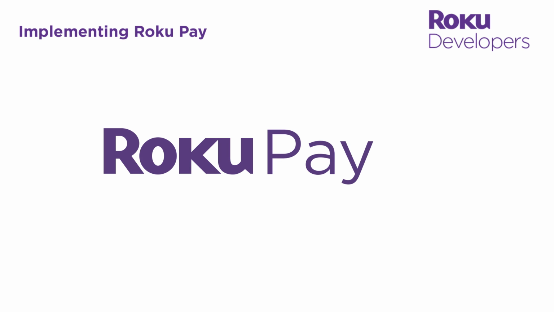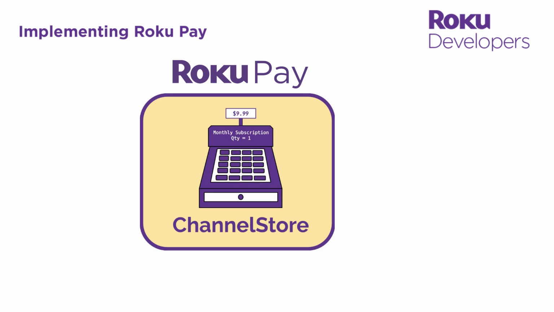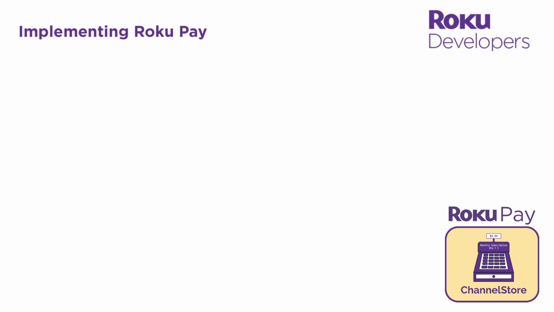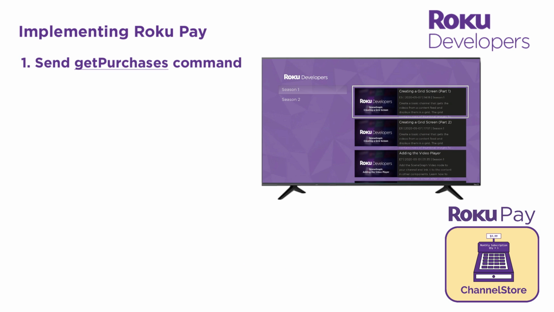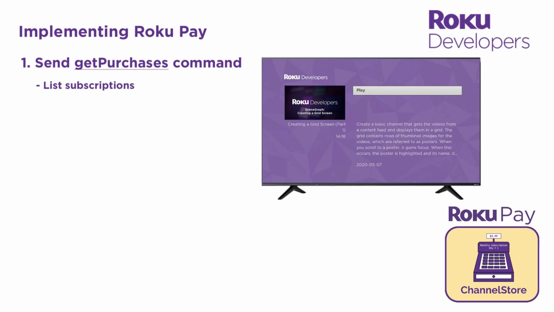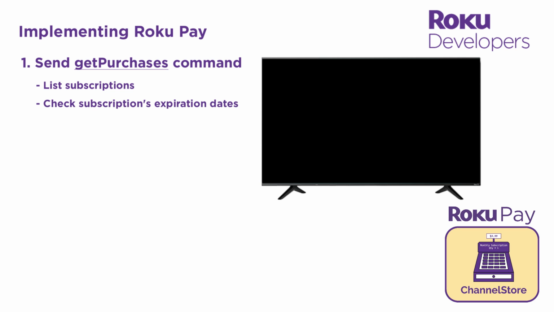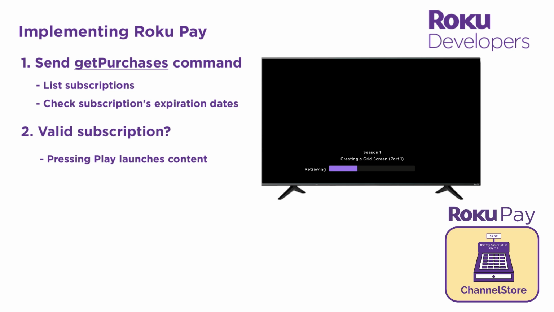We're now going to implement Roku Pay in our channel. We'll use the ChannelStore component to verify access to content and manage subscription purchases. Specifically, we'll use the get purchases command to list the subscriptions associated with our Roku account and check their expiration dates. If we have a valid subscription, pressing the play button launches content into playback.